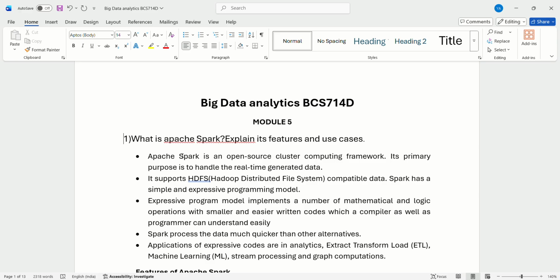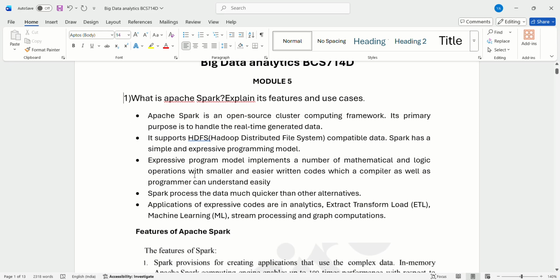Apache Spark is an open source cluster computing framework. Its primary purpose is to handle real-time generated data. It supports HDFS, that is Hadoop Distributed File System, compatible data.